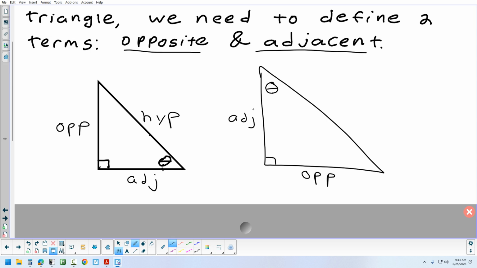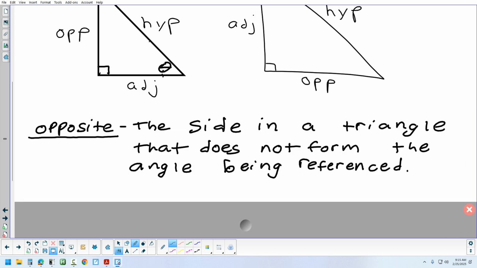The one thing that doesn't change, no matter where your perspective is from in the triangle, is the hypotenuse. I guess in this room, that would be like up. Whether I face this way, up is the ceiling. If I face this way, up is still the ceiling. Doesn't matter which way I face. So the hypotenuse does not change, ever. It's always across from the 90. So any questions on the terms opposite and adjacent?